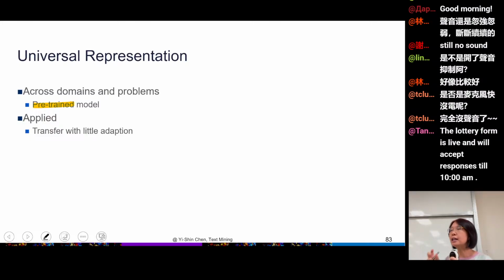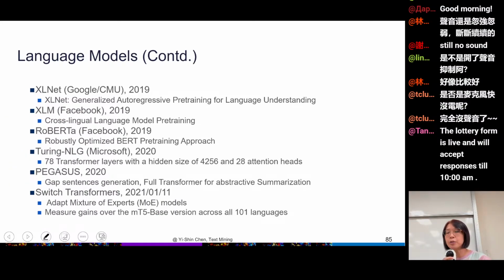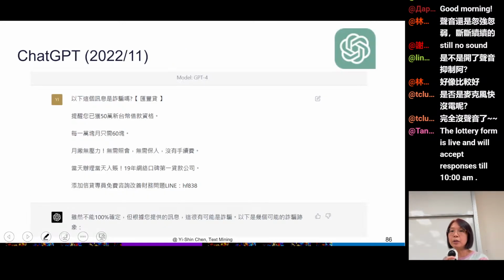And afterward, once you get this pre-trained model, you can do something called fine-tuning. Here we say transfer with little adaptation, because you don't need to train them at the same cost. You can actually just do some brainwashing. There are so many language models: Word2Vec in 2013, and in 2016 we have FastText from Facebook, Transformer in 2017, GPT, BERT, XLNet, and so many different things here. I don't want to go through the language models anymore. But in 2022 we have ChatGPT.